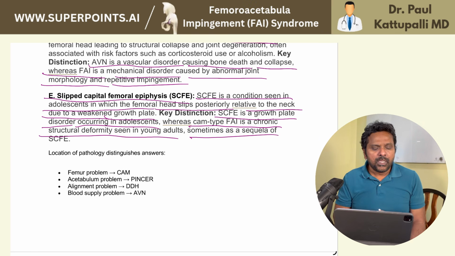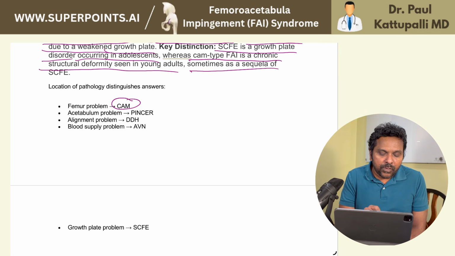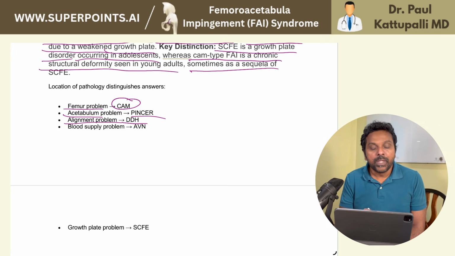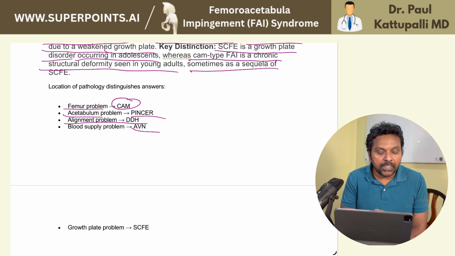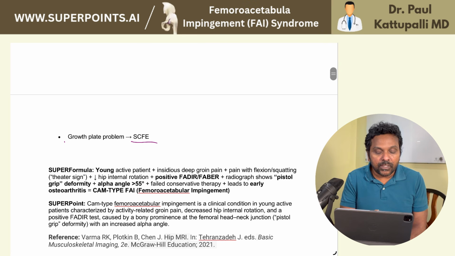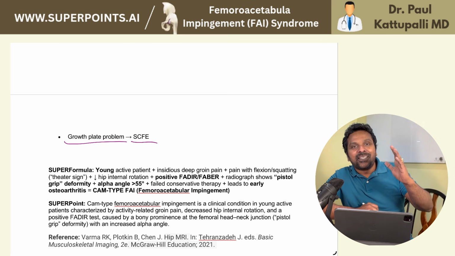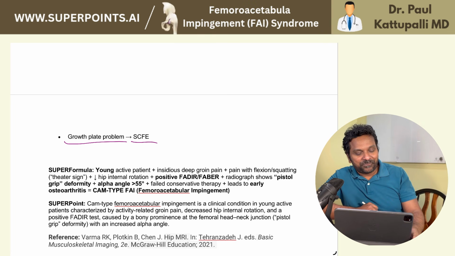All right. So, if you go by location of pathology, for example, CAM, you are seeing a femur problem. In pincer, you are seeing an acetabulum problem. In DDH, you are seeing an alignment problem. In AVN, you are seeing a blood supply problem. In SCFE, you are seeing a growth plate problem. So you see how pathologically they are different from each other.